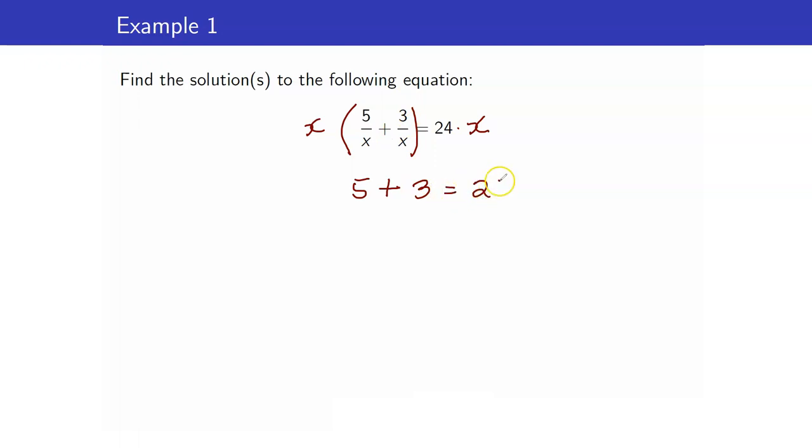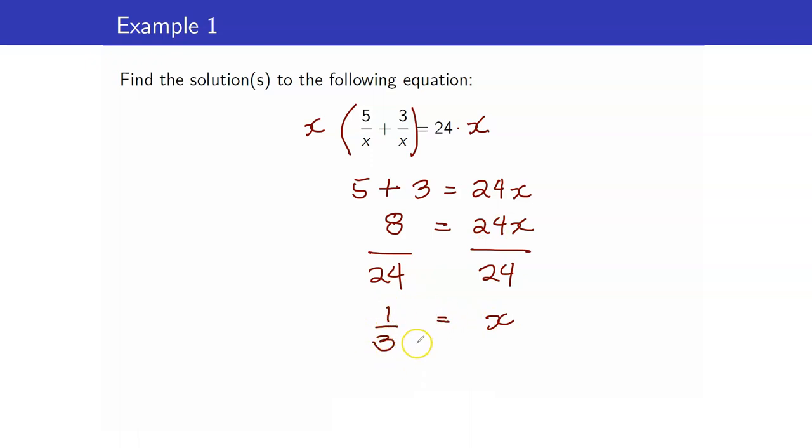This is equal to 24x. We have 8 is equal to 24x. This is just a linear equation. Divide both sides by 24. So therefore, we get that x is equal to 1/3. Don't forget to check. If x is equal to 1/3, the denominator is not equal to 0, so we're good. Our solution set is the set containing 1/3.